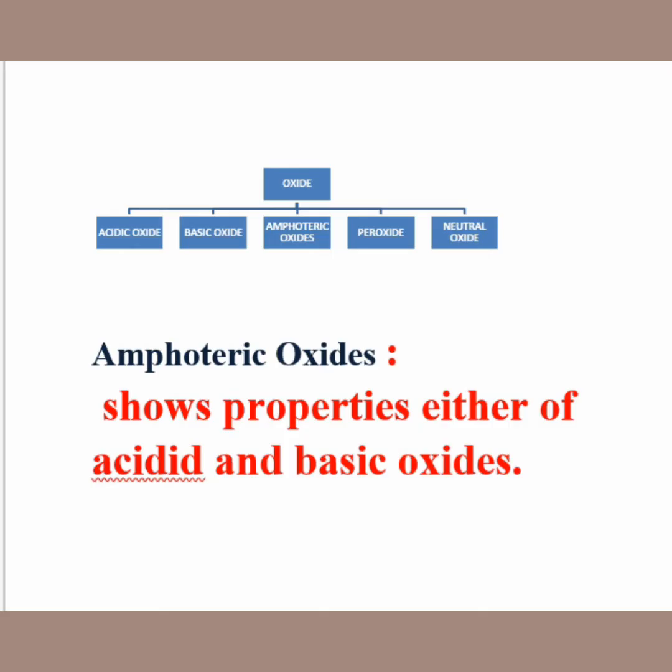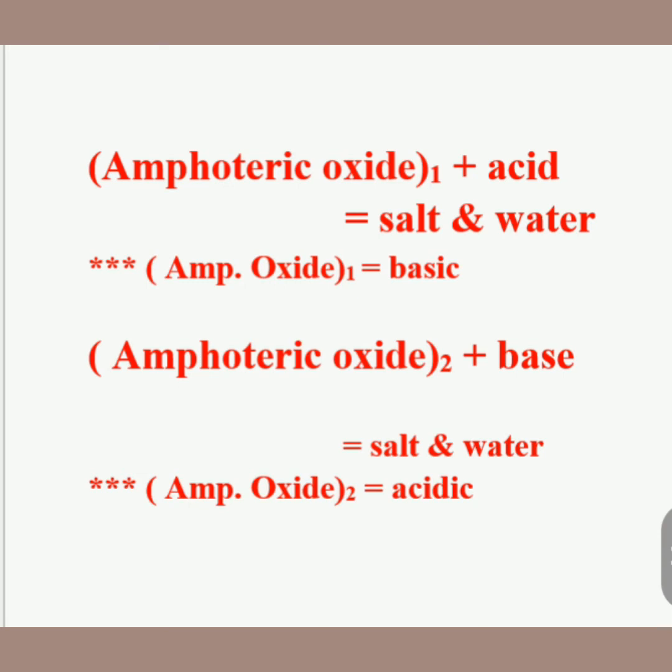Let us now discuss what amphoteric oxides are all about. Well, they are oxides which show both acidity and basicity. It means that an amphoteric oxide upon reaction with acid forms salt and water, and again that same amphoteric oxide upon reaction with base or alkali produces salt and water, and thus that amphoteric oxide shows both acidity and basicity.